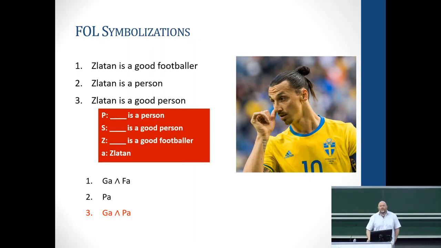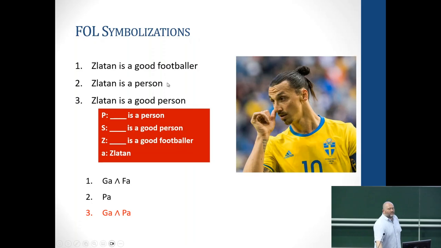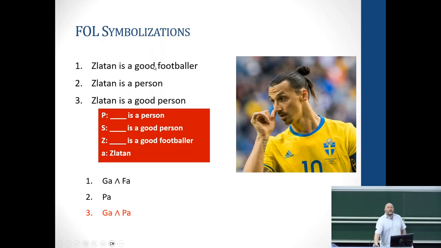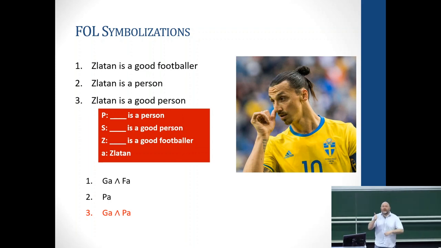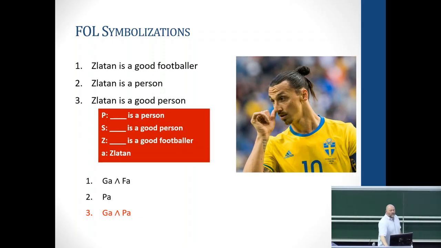So what we've got to do is instead use a slightly different structure. What we really have is something like: Zlatan is a person, check. Zlatan is a good footballer, one single predicate, and Zlatan is a good person, one single predicate. It isn't like being fat and American, where we could pull them apart. These are unified into a single complex predicate. So if we symbolize it properly, if we track the actual structure, we get something like that.